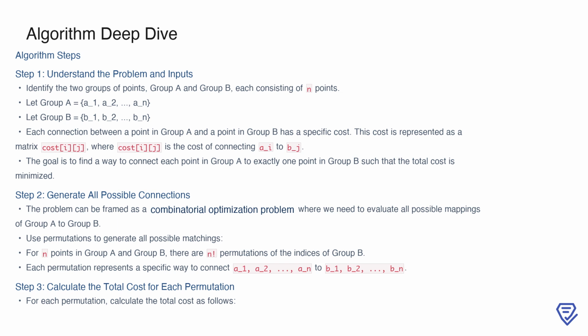To achieve this, we approach the problem as a combinatorial optimization problem. First, we generate all possible connections between the two groups. For n points in each group, there are n! possible permutations of the indices of Group B. Each permutation represents a specific matching of points from Group A to Group B. For example, one permutation might connect A_1 to B_2, A_2 to B_1, and so on. Once we have all permutations, we can calculate the total cost for each one.